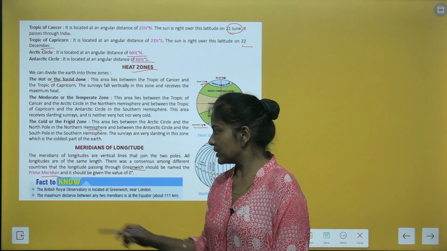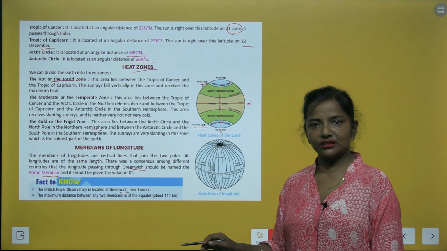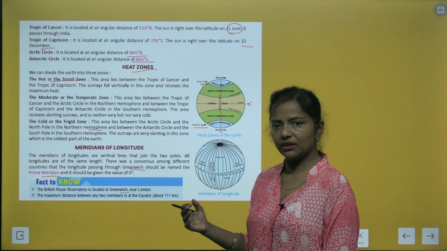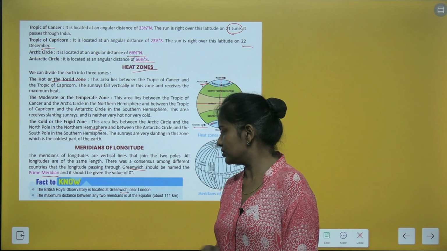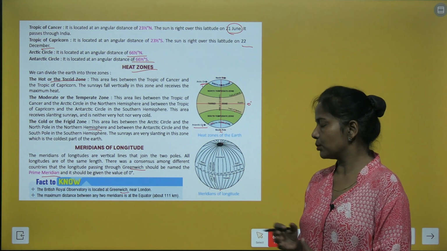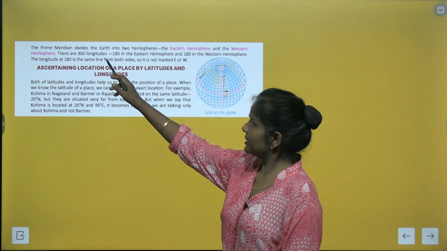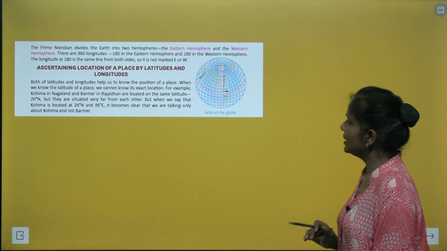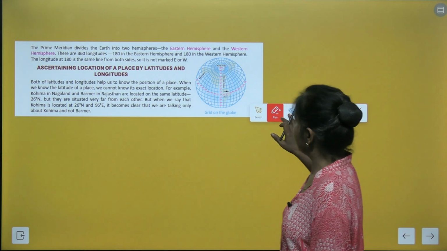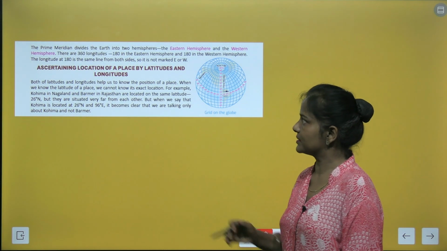Now, fact to know, the British Royal Observatory is located at Greenwich near London. British Observatory जो है Royal Observatory वो Greenwich में है. The maximum distance between any two meridians is at the equator, about 111 kilometers. The prime meridian divides the Earth into two hemispheres. अब जो prime meridian है वो Earth को two hemispheres में divide करती है, Eastern Hemisphere and the Western Hemisphere.